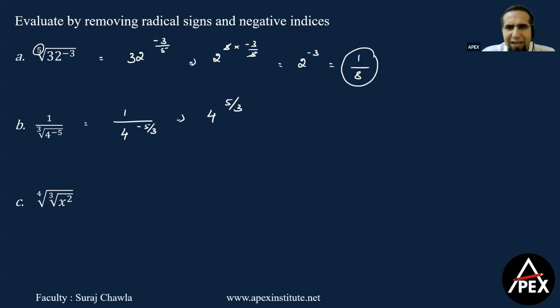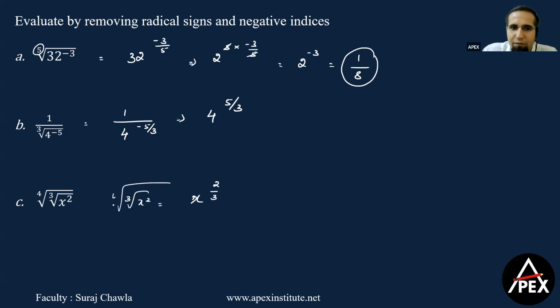Clear? Now here, this is a very interesting question. So first of all, let's look at this part. I am looking at cube root of x square first. If I write cube root of x square, this can be written as x to the power 2 by 3.